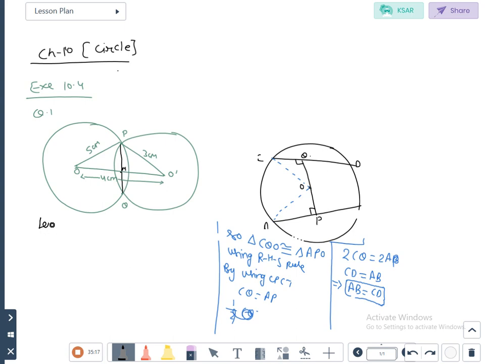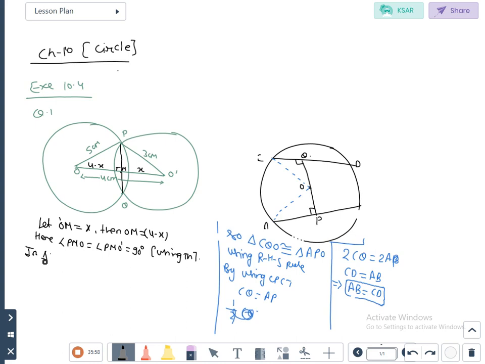So how will we find it here? Let OM be x. Then what is the value of OM dash? 4 minus x. If you consider it as x, then this becomes 4 minus x. After that, the angle is 90 degrees using the theorem. So here angle PMO is equal to angle PMO dash is equal to 90 degrees using the theorem.